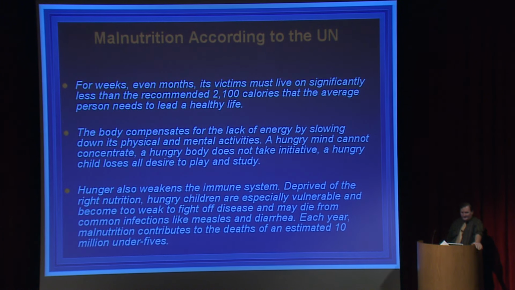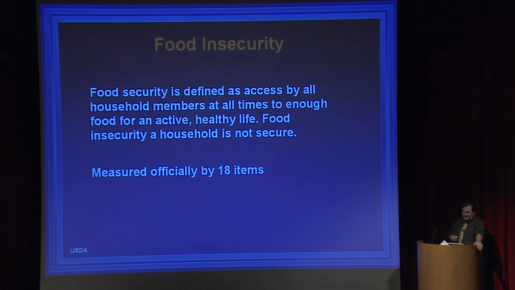The body compensates by slowing down its physical and mental activities, including metabolic rate. A hungry mind cannot concentrate. A hungry body does not take initiative. A hungry child loses all desire to play and study. Hunger also weakens the immune system, and this is where a lot of the deaths occur. Deprived of the right nutrition, hungry children are especially vulnerable and become too weak to fight off disease and may die from common infections like measles and diarrhea. It's amazing how many children around the world die of something that we consider an unpleasant but temporary condition like diarrhea. And then they talk about some of the numbers.